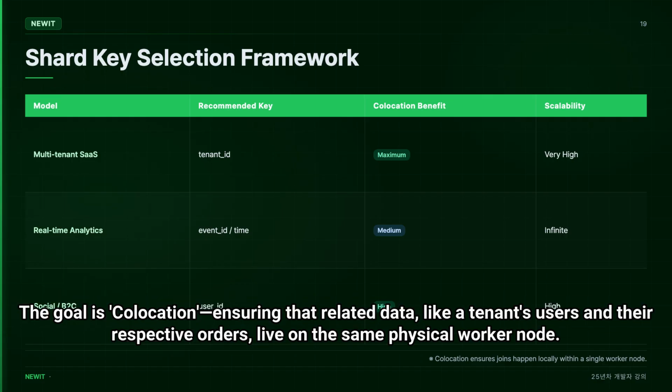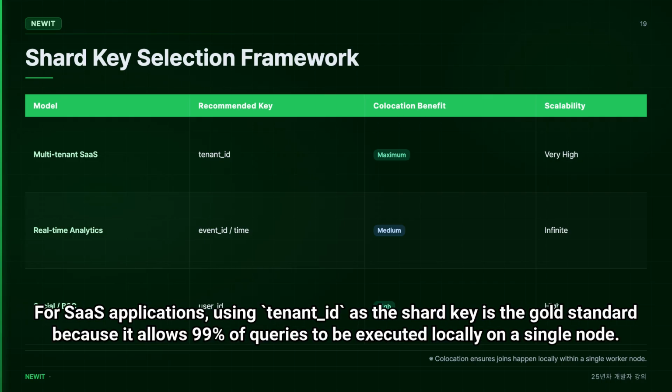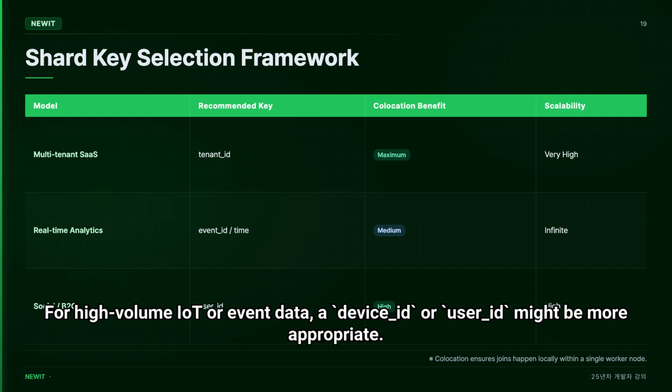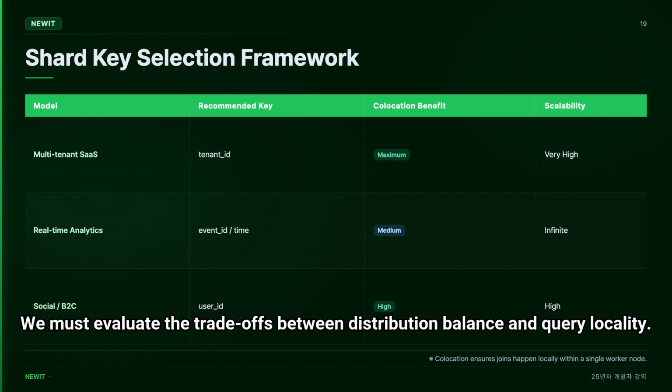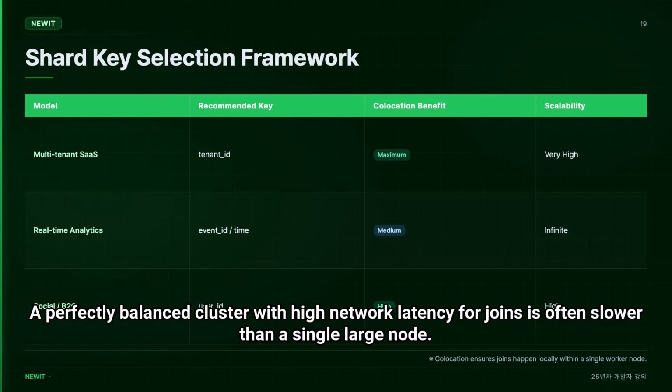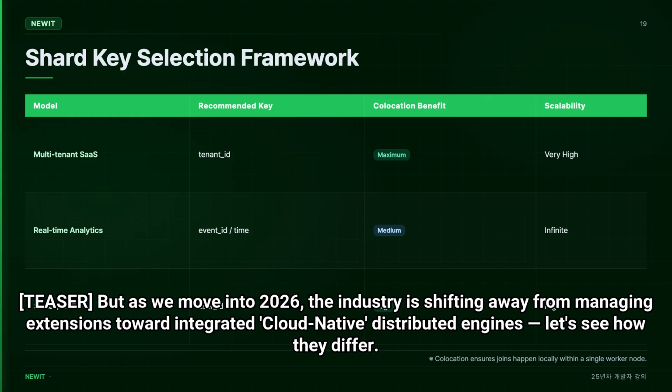The goal is collocation, ensuring that related data, like a tenant's users and their respective orders, live on the same physical worker node. For SaaS applications, using tenant ID as the shard key is the gold standard because it allows 99% of queries to be executed locally on a single node. For high-volume IoT or event data, a device ID or user ID might be more appropriate. We must evaluate the trade-offs between distribution balance and query locality. A perfectly balanced cluster with high network latency for joins is often slower than a single large node. Teaser, but as we move into 2026, the industry is shifting away from managing extensions toward integrated cloud-native distributed engines.